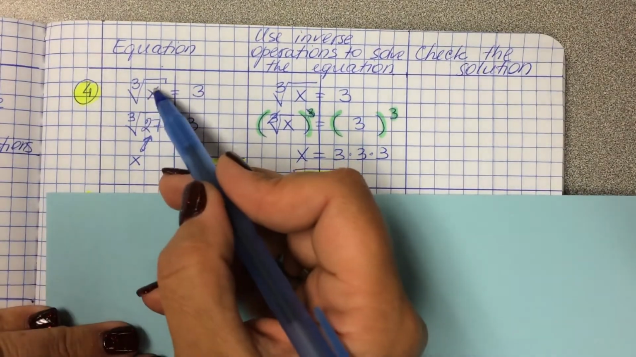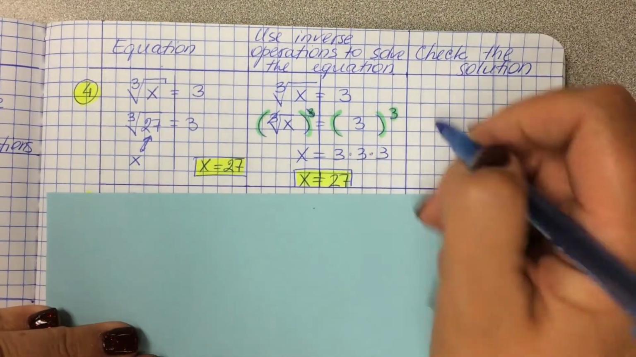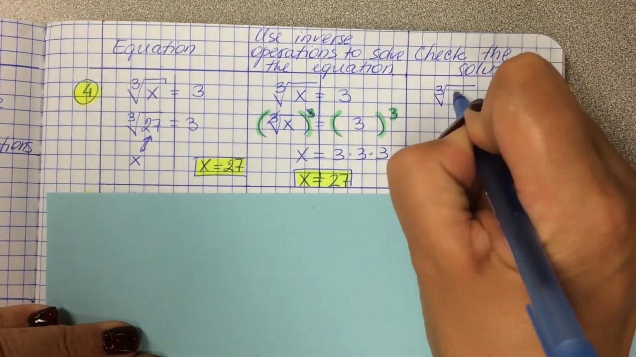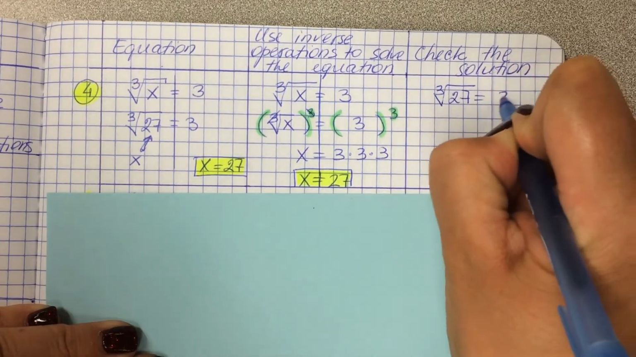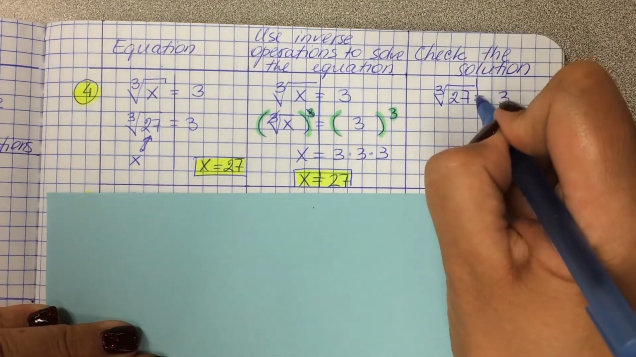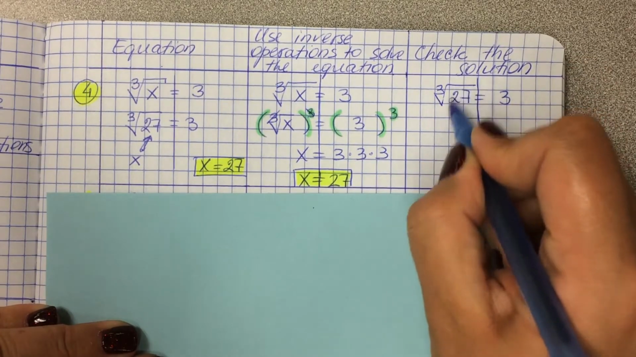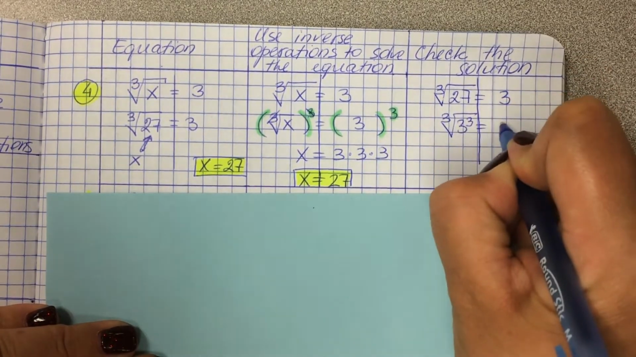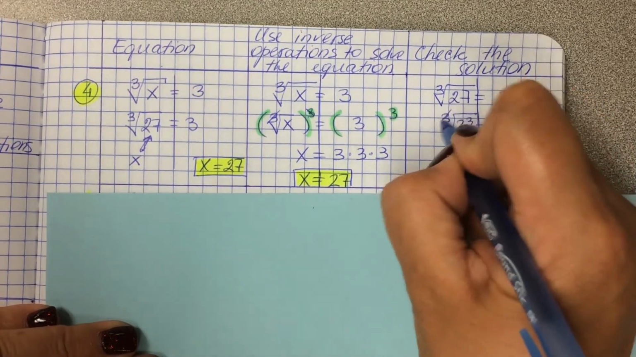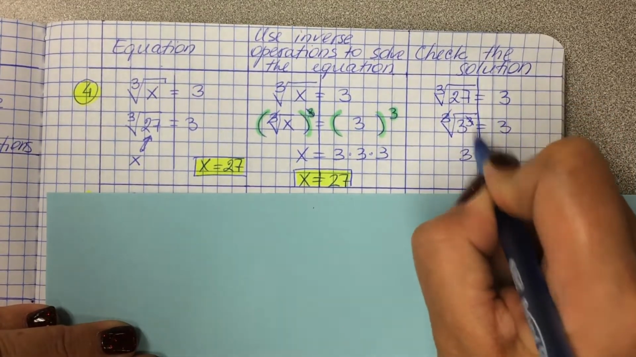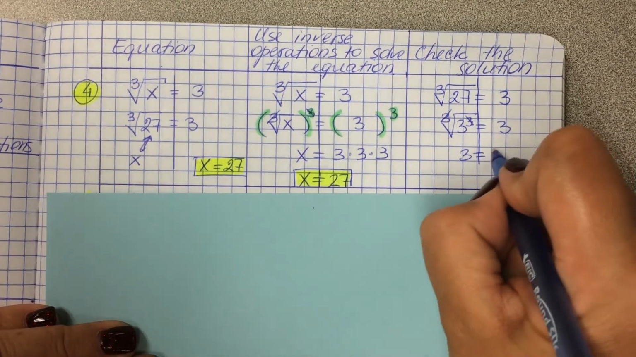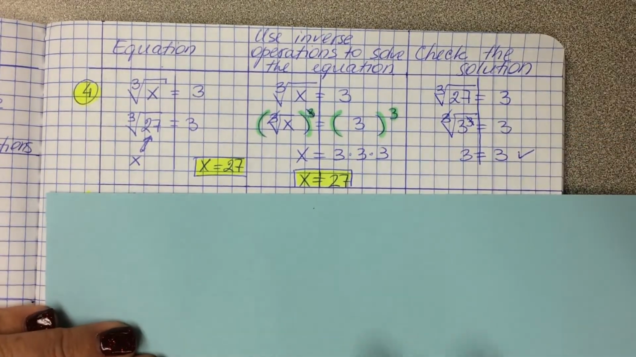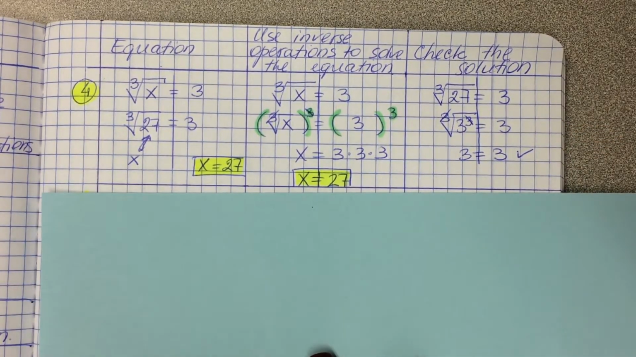To check, plug in the value of 27 instead of x, and that must equal 3. 27 is 3 times 3 times 3, so I can write that as 3 cubed. Cubic root of 3 cubed is 3, or cubic root of 27 is 3, which makes a true statement when plugged into the original equation.